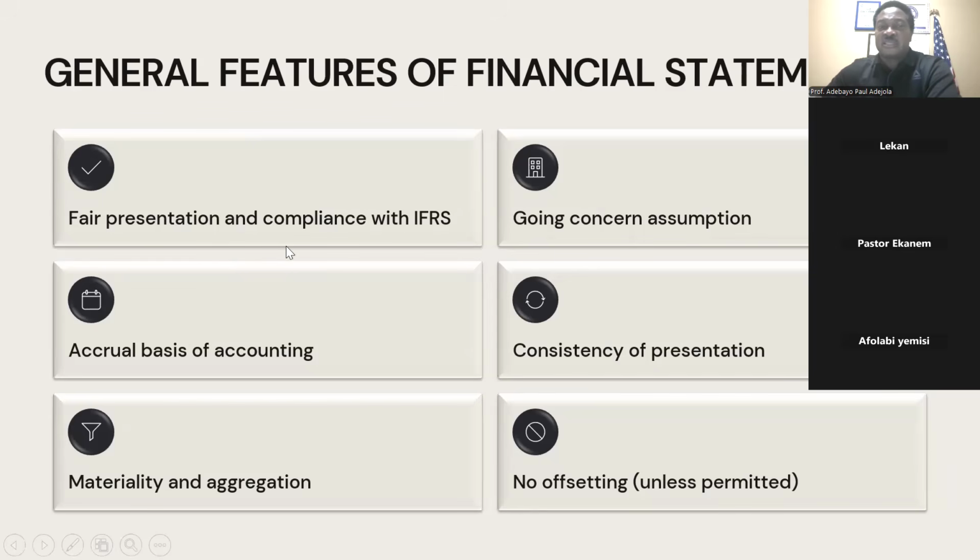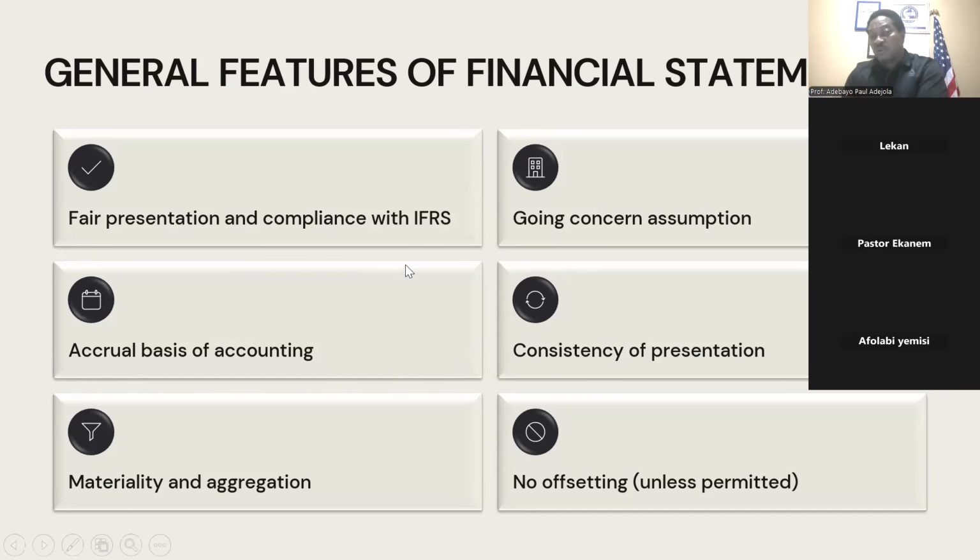One, fair presentation and compliance with IFRS. And there is this question: when an auditor prepares the auditor's report, in that last paragraph, the auditor says, in our opinion, the financial statements represent a true and fair view. What is it telling the world? Or what is the auditor telling the stakeholders?